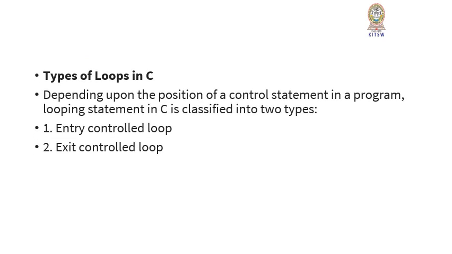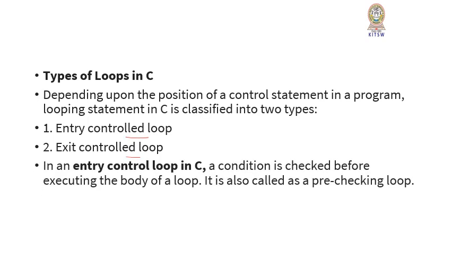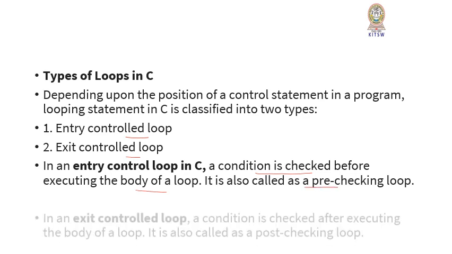These three loops can be classified into two types. One is entry control loop, another one is exit control loop. In entry control loop, first the condition is checked before executing the statements within the loop. This is also called as pre-checking loop, students.